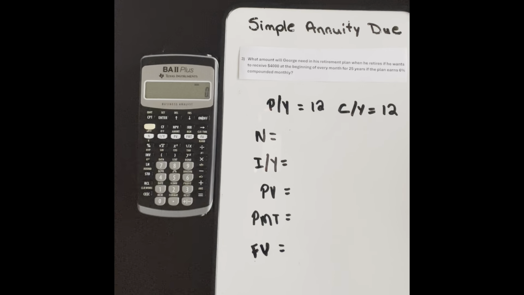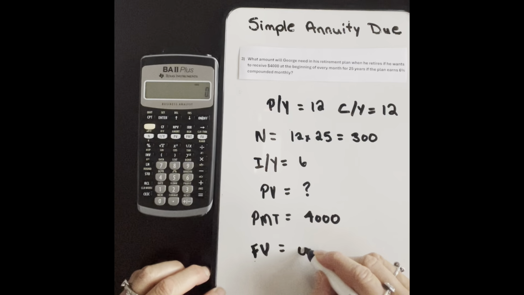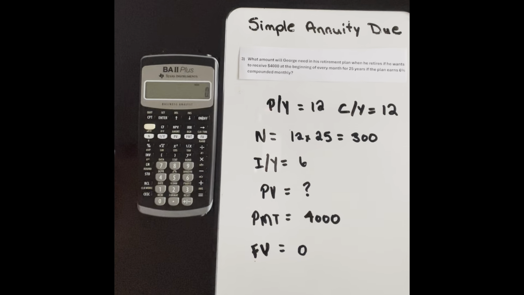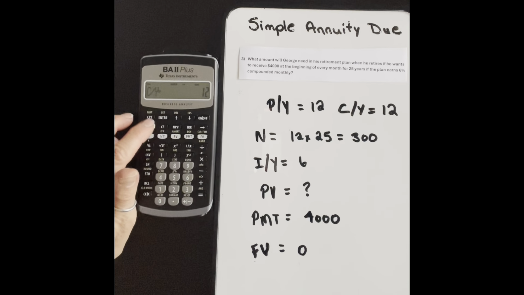Interest rate is 6. We're going to be finding the present value, in other words, what George needs at the beginning, in order to receive payments of $4,000 a month. Because George is receiving that money per month, I'm going to leave it positive. If he was investing that money per month, I would make it negative. There's no mention of having any money left over after 25 years, so we will put a 0 in for future value. We already know P per Y and C per Y are 12 from the previous example, but you can always check it just to make sure, and then quit.